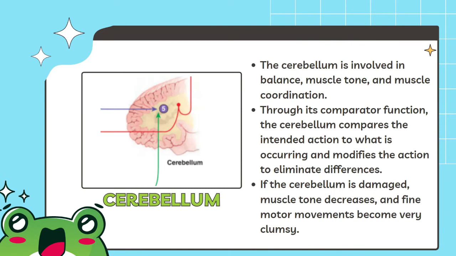Cerebellum. The cerebellum is involved in balance, muscle tone, and muscle coordination. Through its comparator function, the cerebellum compares the intended action to what is occurring and modifies the action to eliminate differences. If the cerebellum is damaged, muscle tone decreases and fine motor movements become very clumsy. And to your left, you can see an illustration of the cerebellum.